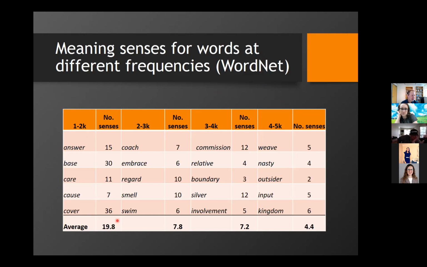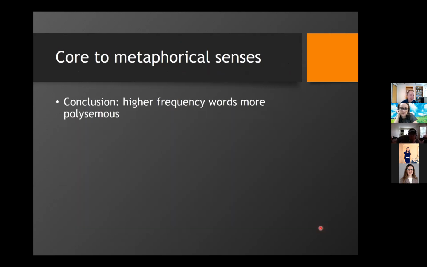So although we tend to consider higher frequency words easier to acquire, when you look at the number of senses, they're a lot more polysemous. Now, of course, this is a very small sampling. I'd have to do a larger sampling to make it more compelling. But we can see that these, on average, have 20 different senses, which goes down to about 8 and 7, and gets down to the 4 to 5K words, even though they're the lower frequency. They have much fewer meaning senses, so they're less polysemous than the higher frequency words. So again, the conclusion is pretty self-evident. The higher frequency words tend to be more polysemous than the lower frequency words.